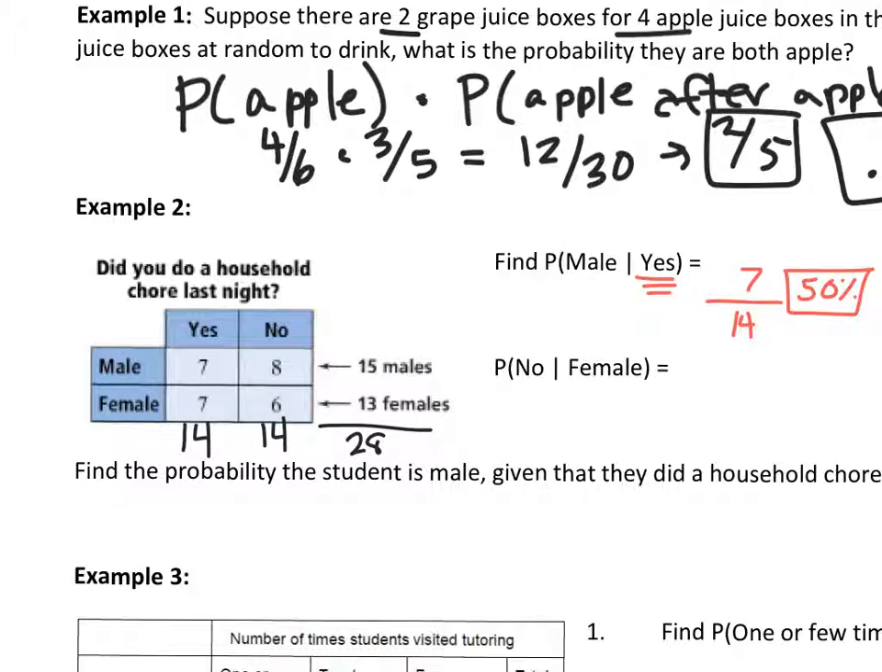For the second one, find the probability they did not do a household chore given they were female. So you should find the total females, which is 13. Of these 13, how many said no? It's 6. So it's 6 out of 13. You can either write 6 out of 13, or you can do 6 divided by 13 on your calculator and get about 46%.